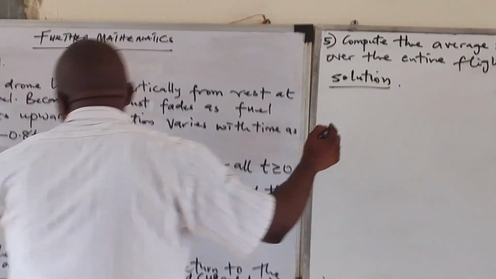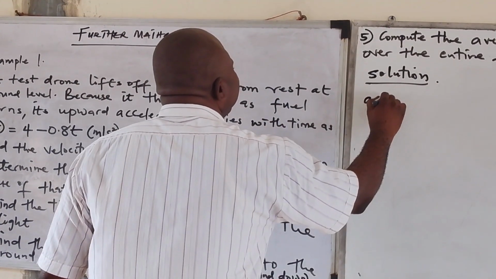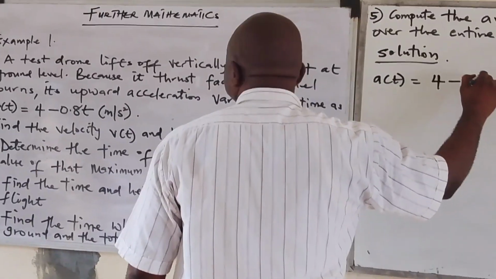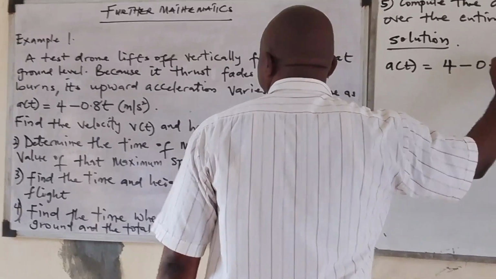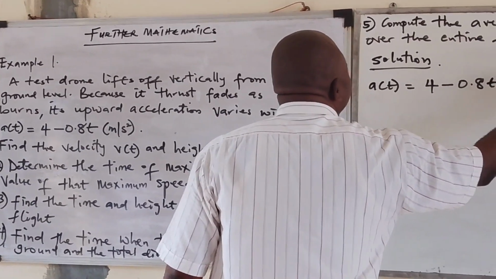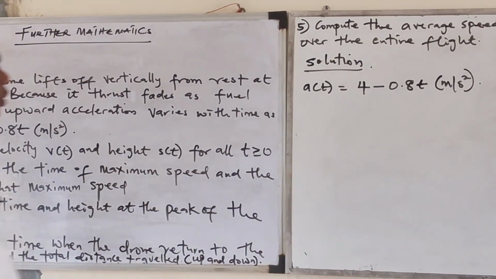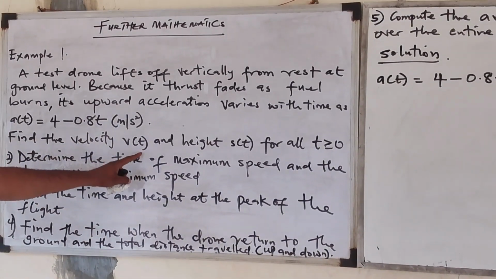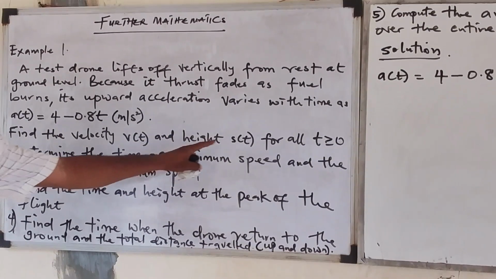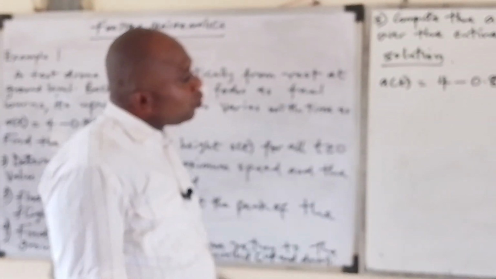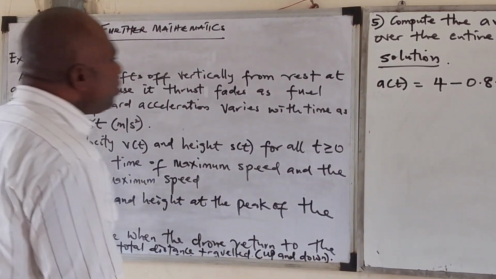So they gave us the value of a of t. That a of t is equal to 4 minus 0.8t, with meter per second squared as the unit. Now the first question there: we're asked to find the velocity v(t) and height s(t) for all values of t, that's the time, greater than or equal to 0.